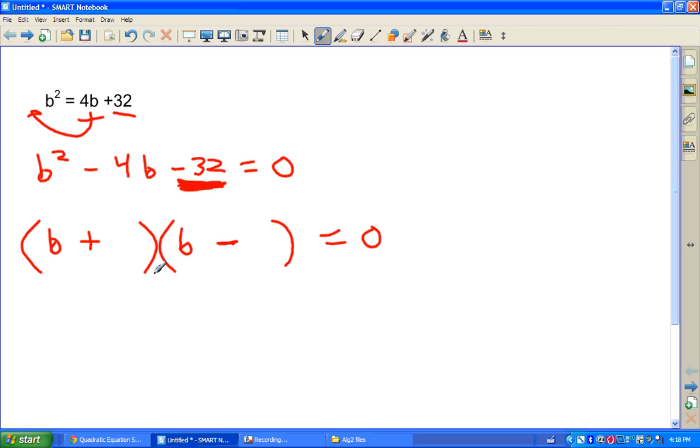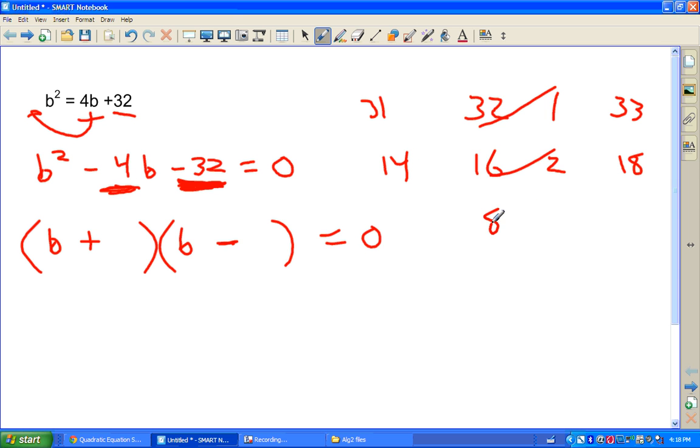Now I'm going to look for numbers that will multiply to 32 and add to a minus 4. First factor of 32 is 32 and 1. If I add them, I'd get 33. Okay, if I subtract them, I'd get 31. It's nowhere near my minus 4, so that's out. Next one, 16 and 2. I could add them and get 18. I could subtract them and get 14. Still nowhere near minus 4. That's out. 8 and 4.